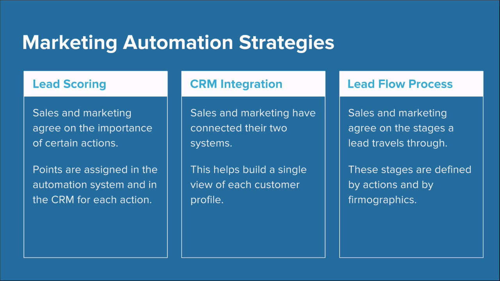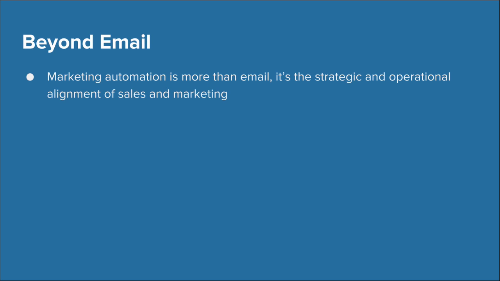And there's also the lead flow process. Sales and marketing agree on the different stages that a lead travels through. So what happens throughout the buyer's journey, from the organizational standpoint, from the operational standpoint? What is sales doing at a certain stage? What is marketing doing at a certain stage? This process is agreed upon between the two departments.